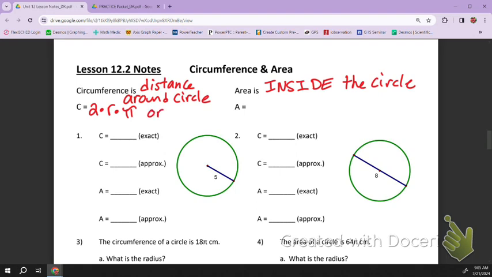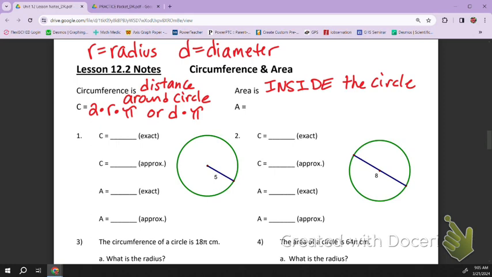Or diameter times pi. And yesterday, when we defined radius, I told you little r would be radius, and I told you little d would represent diameter. If you forgot that from yesterday, or you don't have that from yesterday, will you write that at the top of your paper? And we've got pi.